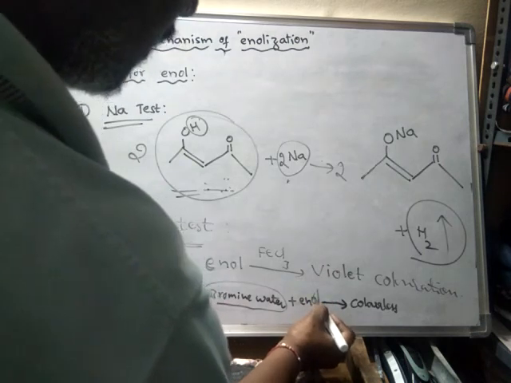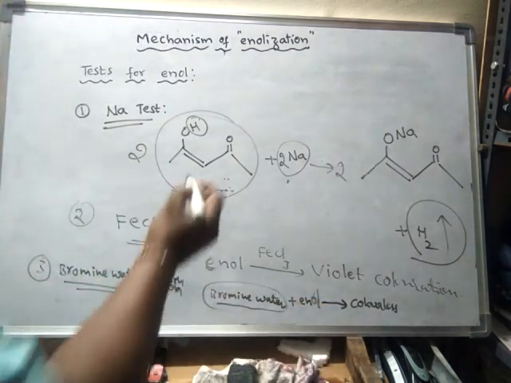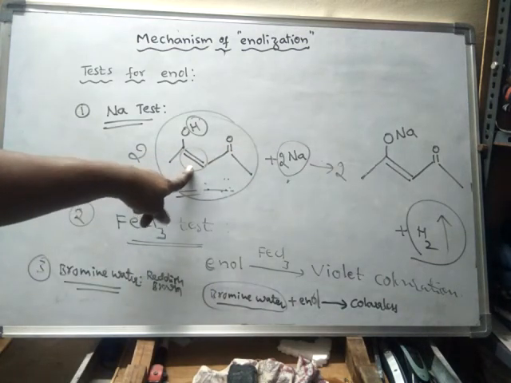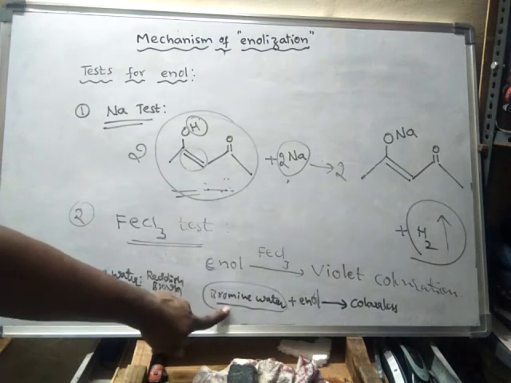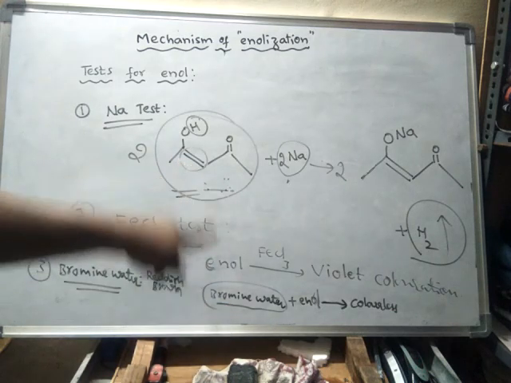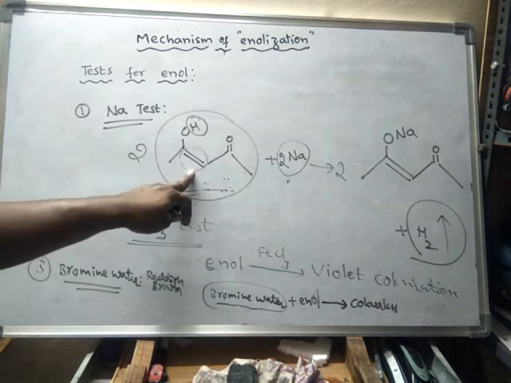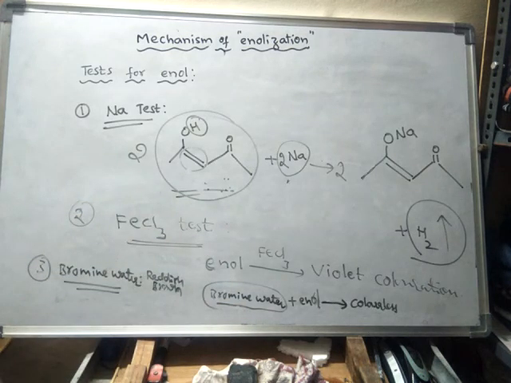This indicates that in enol the double bond is present, so the bromine will attack the double bond. The bromine in the water is used up in the reaction with the double bond of the enol, so when the content of bromine is lost, the solution becomes colorless. Like this, the bromine water test is also done to test for enol.